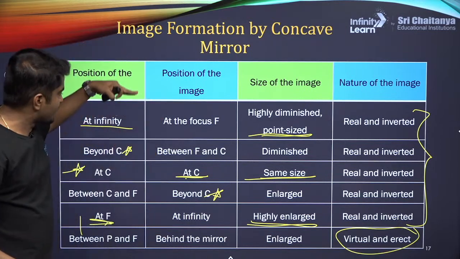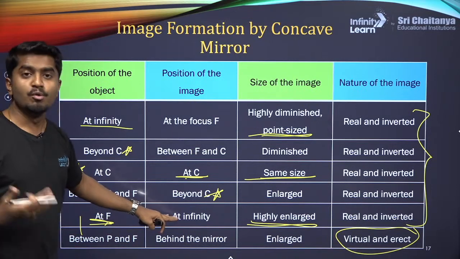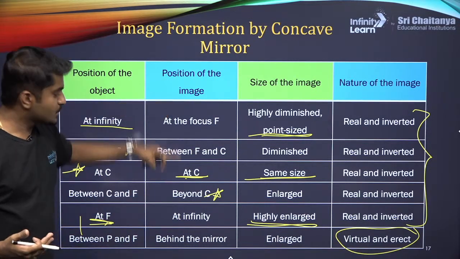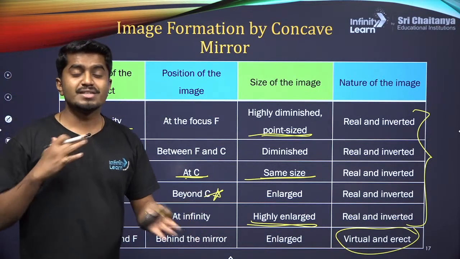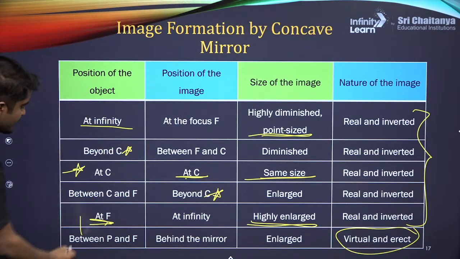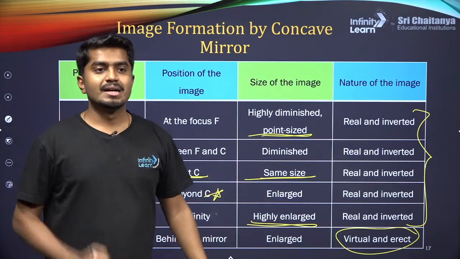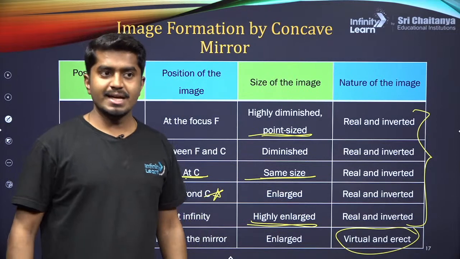When you go from infinity to the focus, the image will move from focus to infinity, right? So there is a very symmetric nature in the image formation, and this one is the only place where you get a virtual and erect image. Clear, everyone?